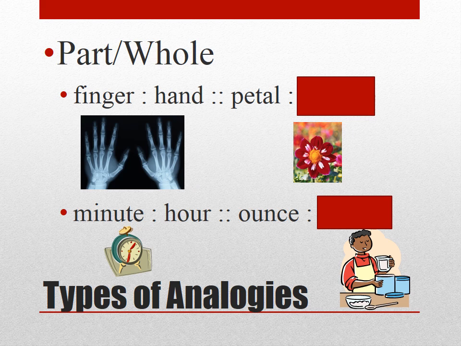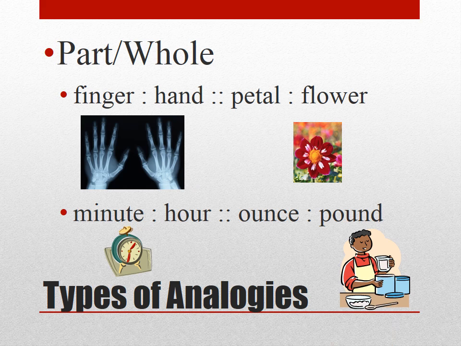So finger is to hand as petal is to flower. Flower is the whole object and a petal is a part of that flower. Next we have minute is to hour as ounce is to pound. So a minute is just part of an hour and an ounce is just part of a pound.